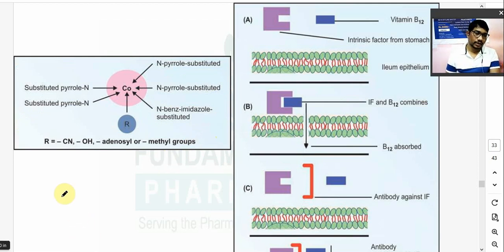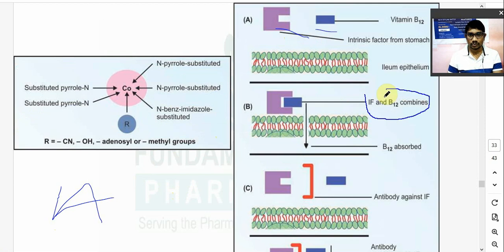Then one of the deficiency of this vitamin B12 is also observed in the autoimmune disease. एक autoimmune disease होता है. In that what happens, there is a destruction of the intrinsic factors. Okay, so intrinsic factor from the stomach, then vitamin B12. When vitamin B12 and intrinsic factor combine together, that is transported across the cell membrane, and then it is absorbed. Normally in the autoimmune disease what happens, there is a synthesis of antibody against the intrinsic factor.